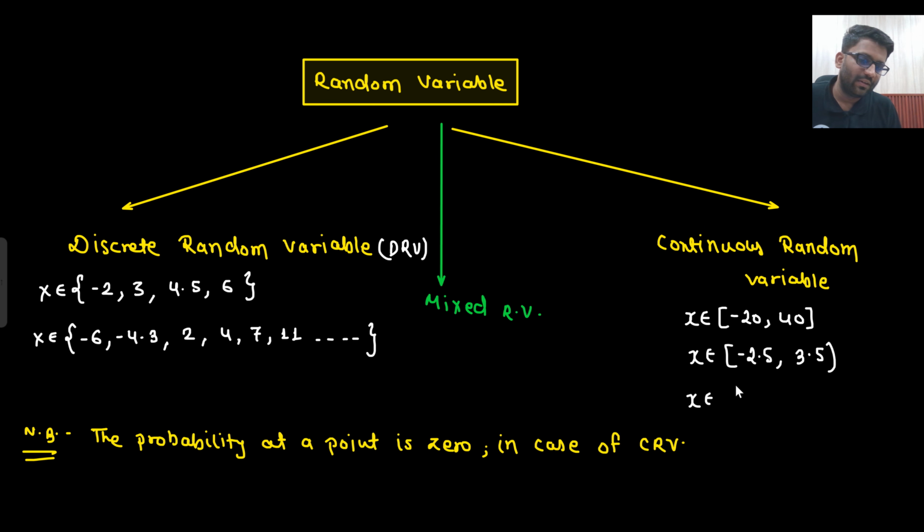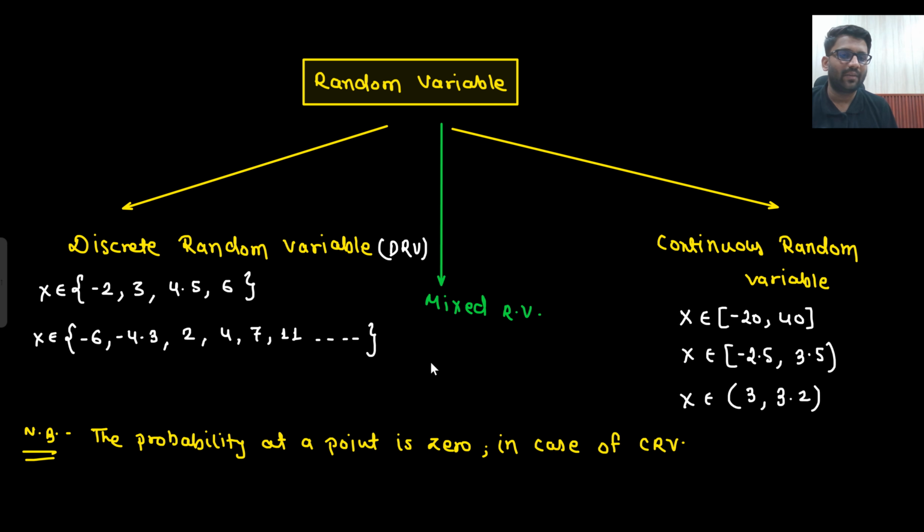And what is the meaning of this? That it is taking values from 3 to 3.2. So it is taking all the values between 3 to 3.2, but excluding 3.2 and excluding 3 as well. So this is the meaning of continuous random variable. Now, here this is wrong, this should be capital X, right? Random variable is defined by capital X. So capital X is taking values between -20 to 40.